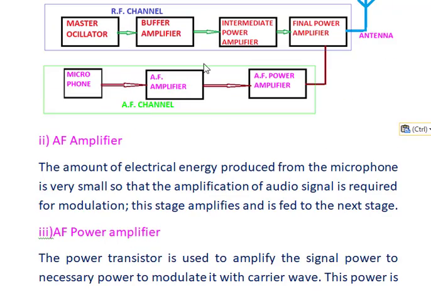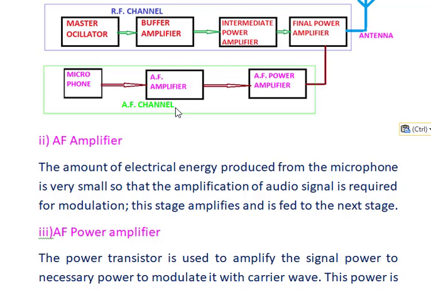The next stage after the microphone is the audio frequency amplifier. The output generated from the mic is fed to the audio frequency amplifier. As the amplitude of the signal from the microphone is very low, it is amplified by the AF amplifier. The amount of electrical energy produced from the microphone is very small, so amplification of the audio signal is required for the process of modulation. This stage amplifies the amplitude and it is fed to the next stage.